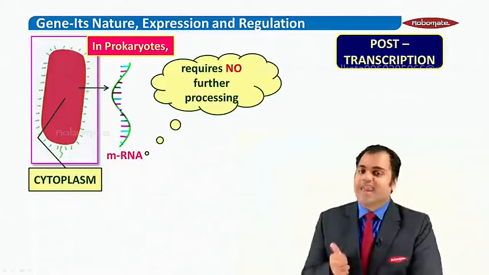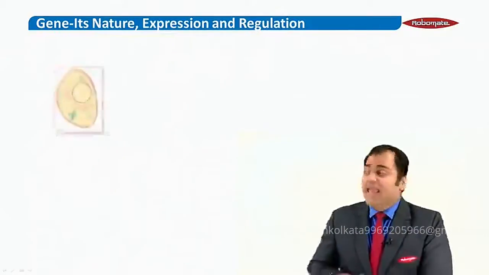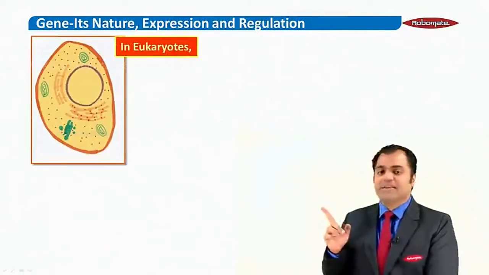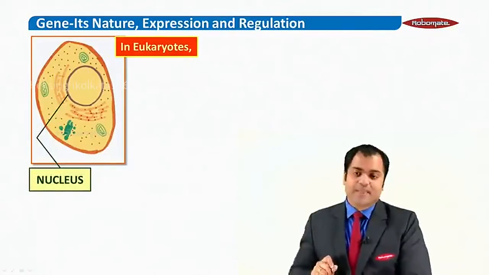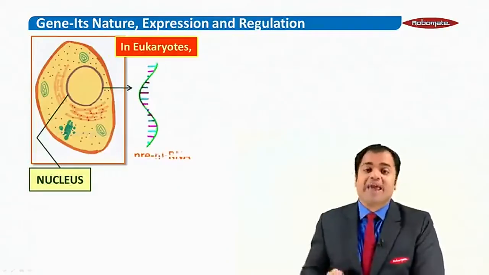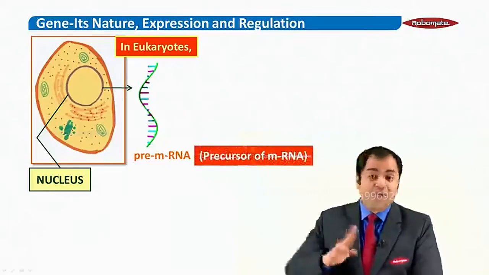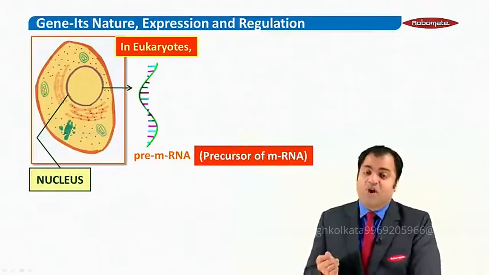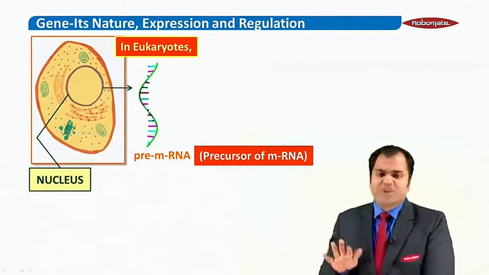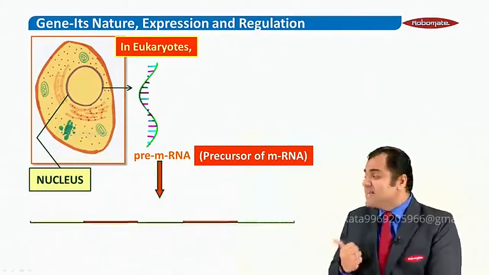But once again the case is slightly different in eukaryotes. Let us see how. In eukaryotes we know that the RNA is synthesized in that organelle called the nucleus. Is that okay? Now in the nucleus, the RNA that we synthesize is called pre-mRNA. Remember, pre-mRNA stands for precursor of mRNA, or you can call it premature mRNA. Is that okay? Now this pre-mRNA looks slightly different if you look at it in a little more detail. This is how it looks.